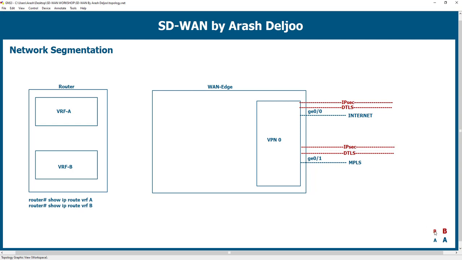VPN 0 is designed for the transport side, and it cannot be changed. Always VPN 0 should be used for the transport side. You can't use VPN 1, for example. VPN 0 is for transport, or maybe you see in some books transport VPN. Transport VPN is VPN 0. This is the reserved VPN.